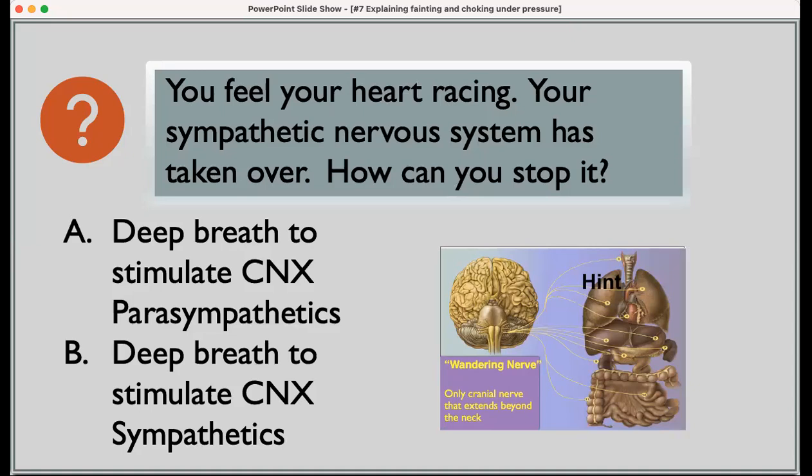Okay, so you feel your heart racing, your sympathetic nervous system has taken over. How can you stop it? A, take a deep breath to stimulate cranial nerve 10, which is your vagus nerve, which affects parasympathetics. Or B, take a deep breath to stimulate cranial nerve 10 to stimulate your sympathetics. Which is the correct answer?